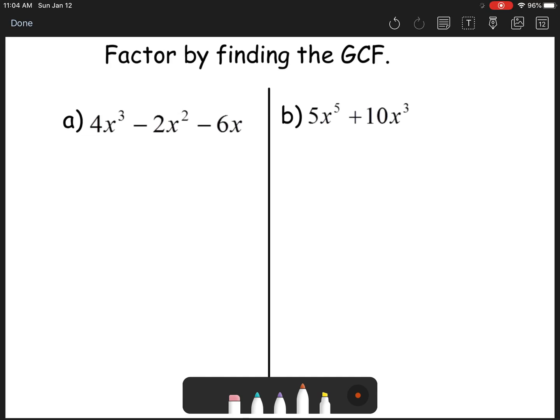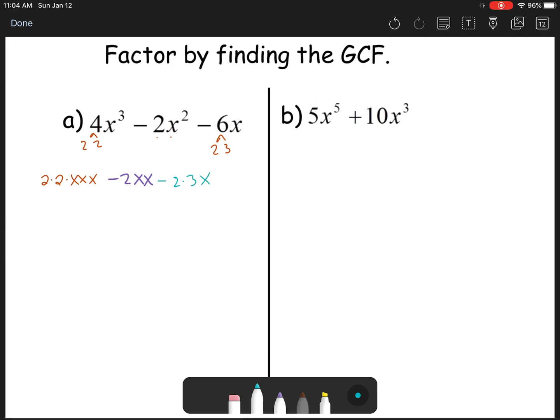Now there are a lot of different ways to do it. One way is to think about just factoring it, right? Just factoring it and seeing what we have. So we could really write 4x cubed as 2 times 2 times 3 x's. And we could really write negative 2x squared as negative 2 times 2 x's. And we could really write negative 6x as negative 2 times 3 times x.